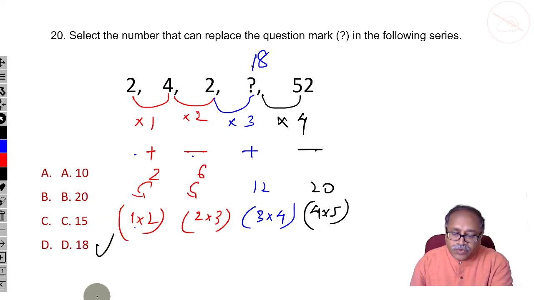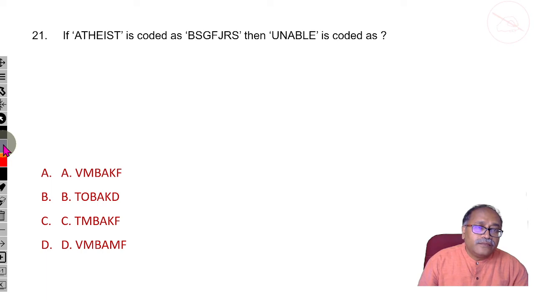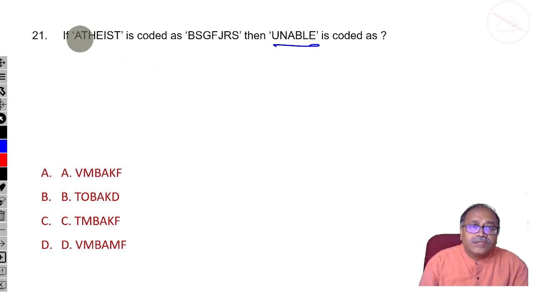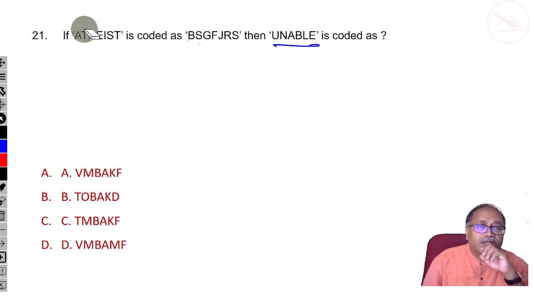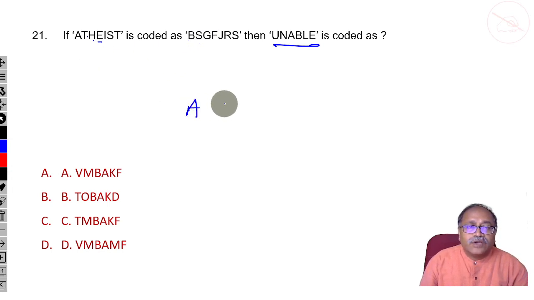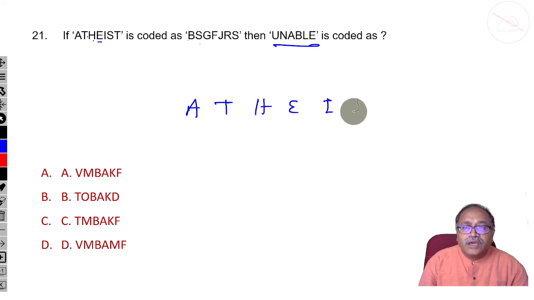So let's move on to the next one. Here this is coded as this. Then how will this be coded? Now this is A, B కనబడుతుంది and T and S, then E, H, okay, this is what A, T, H, E, I, S, T.